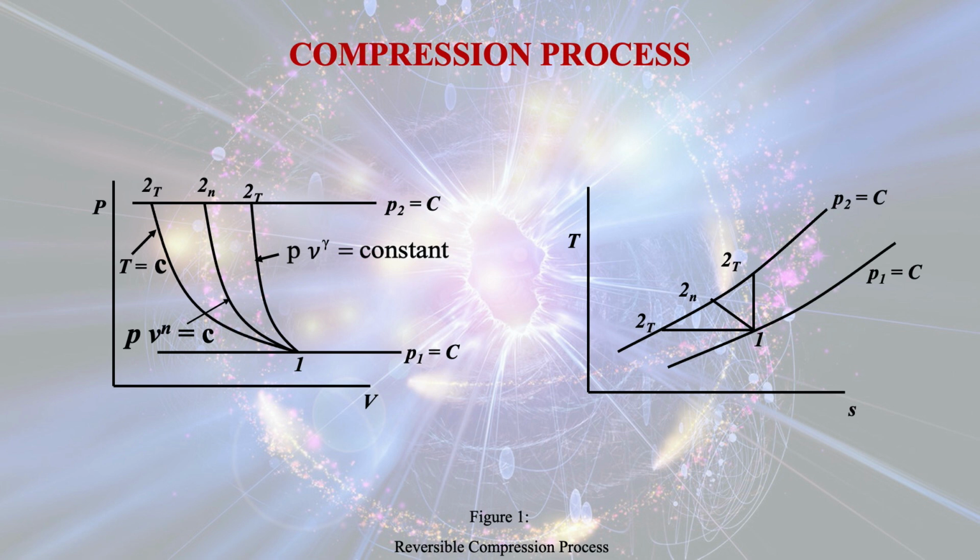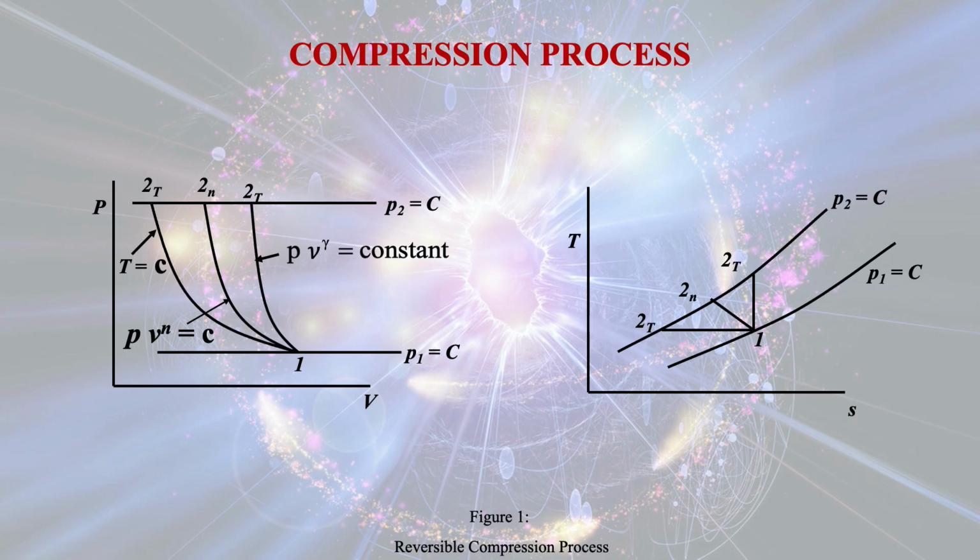So this curve represents the compression process for an isothermal process, and you know very well that work done by any process can be found out by the area under the curve. From this figure, it is clearly visible that the area under the curve for the isothermal process is less. So work done for the compression process is less for the isothermal process.